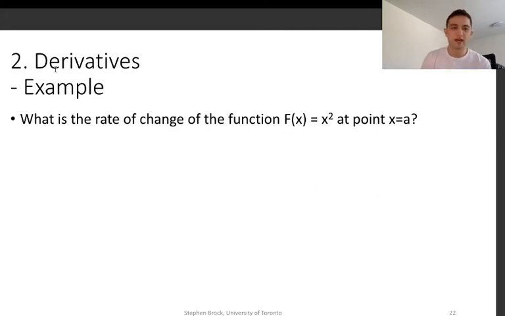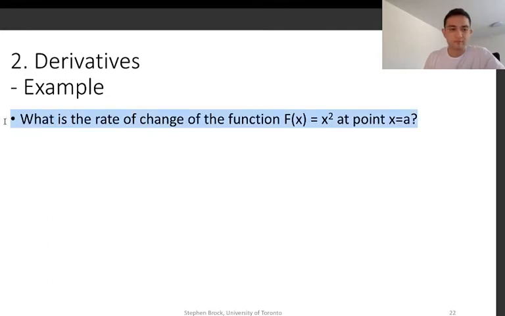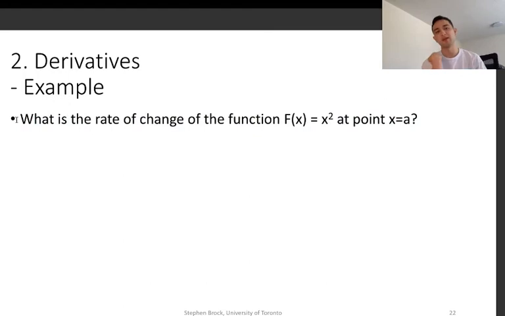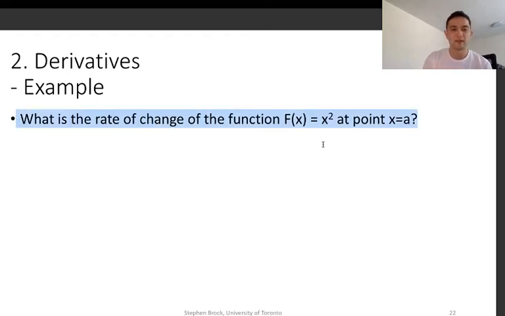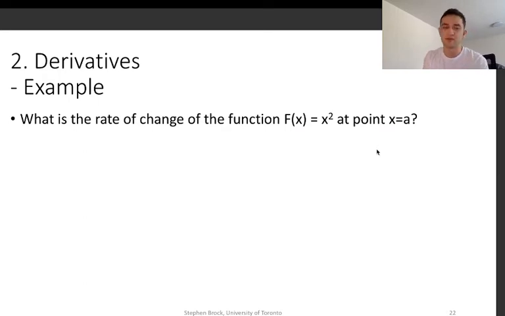All right, so that covers the limits for the most part, or what you need to know for this course. So moving on to derivatives, we'll start with an example. What is the rate of change of the function f of x equals x squared at the point x equals a? Hopefully this rings a bell. You think rate of change, okay, that's probably the derivative. The derivative is the instantaneous rate of change. So let's see how we would go about solving this using a limit.